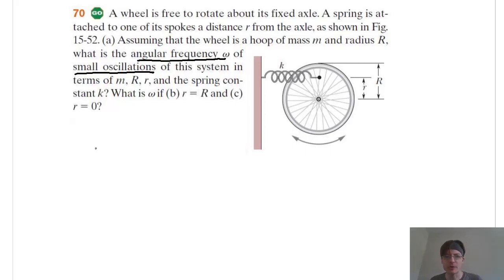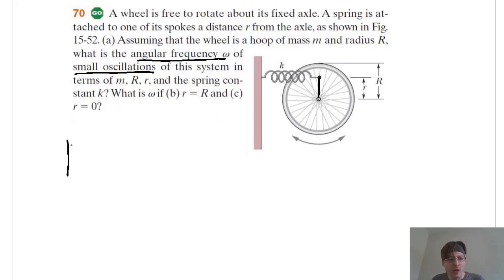Okay, so let's think about how this works. We imagine displacing the wheel slightly, turning it a little bit, a small angle of displacement. When I let it go, I know intuitively it's going to vibrate back and forth. Our job is to figure out the frequency of that vibration. Okay, let's draw a sketch. Here's the wheel in its vertical position. By vertical, I mean when the attachment point is vertical here.